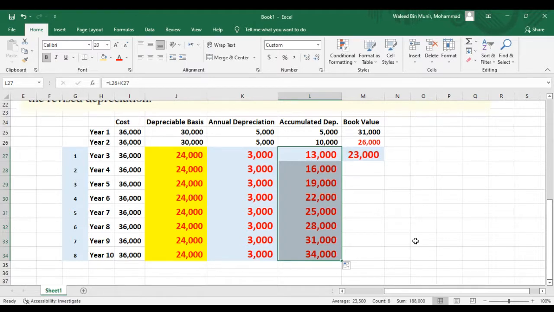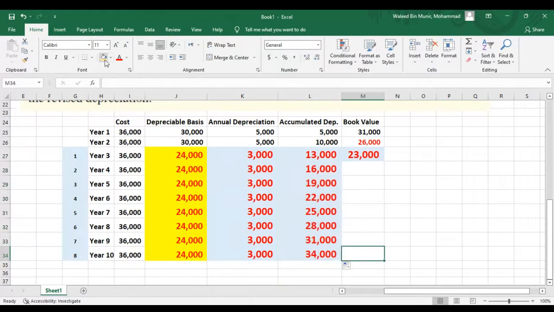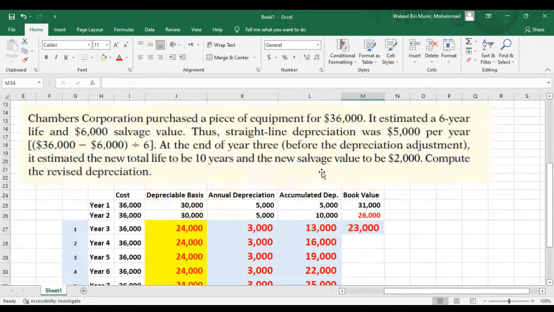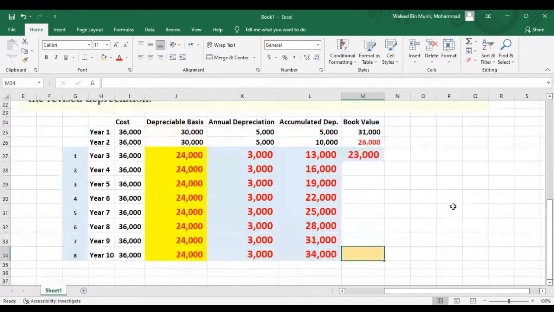Because what we said, remember, our final answer should be, what should be the book value here? Without doing calculation, what should be our answer here? The book value? No, what is the salvage value in this question? After 10 years, the salvage value, see the question, is 2000, right? It should be 2000.